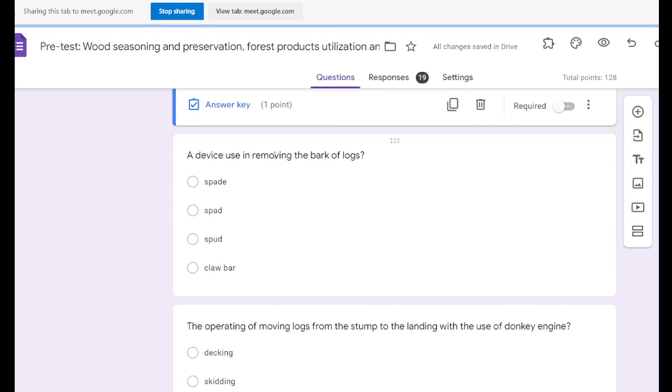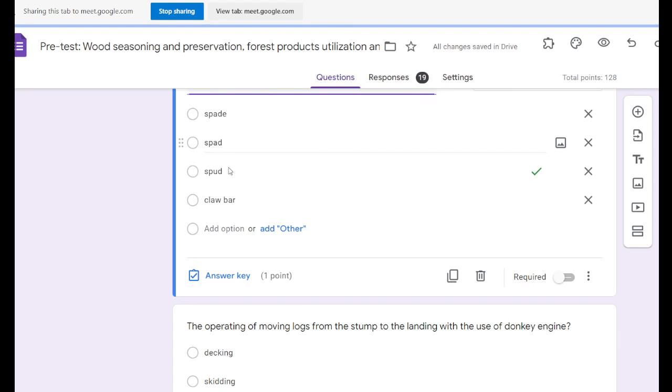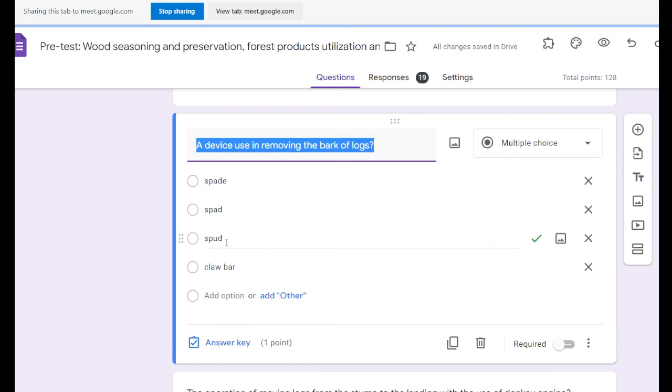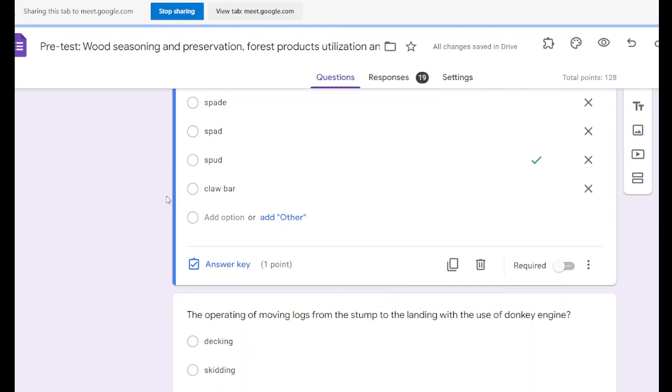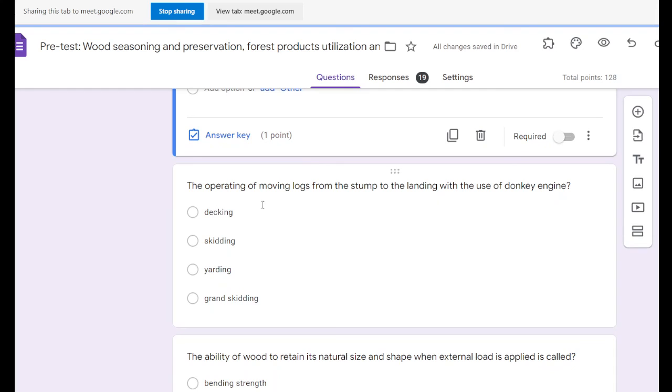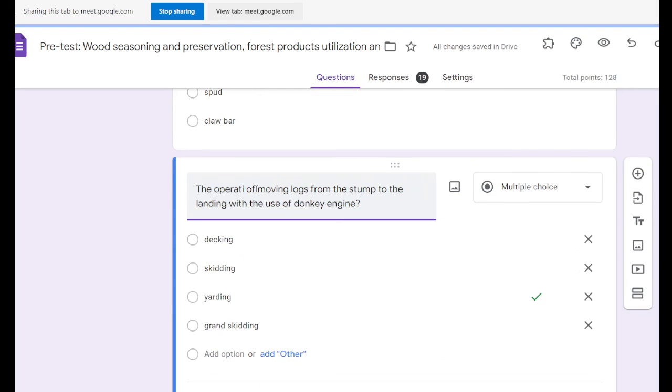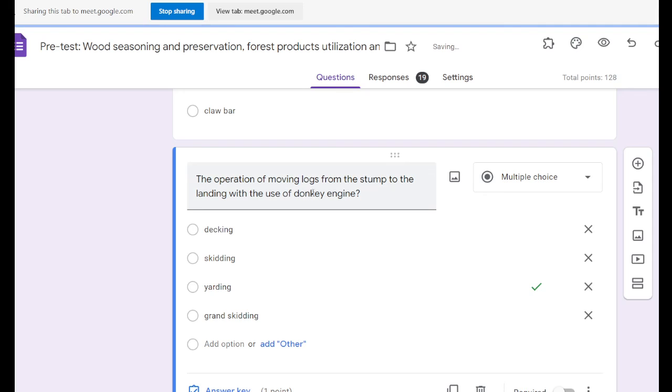A device used in removing the bark of logs. So, the answer for this one is a spud. It looks like a small bar. It is used for debarking. Spud. The operation of moving logs from the stump to the landing with the use of a donkey engine. So that is yarding.